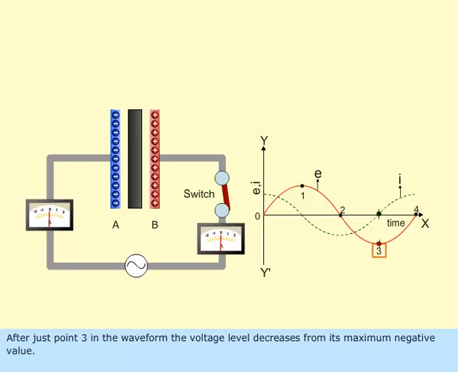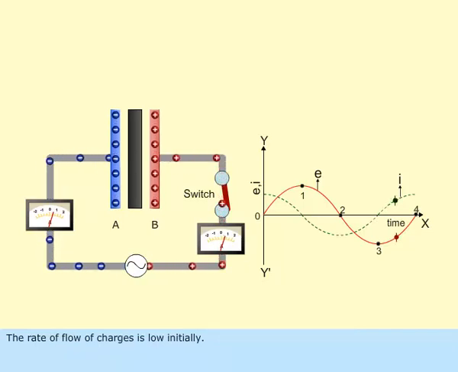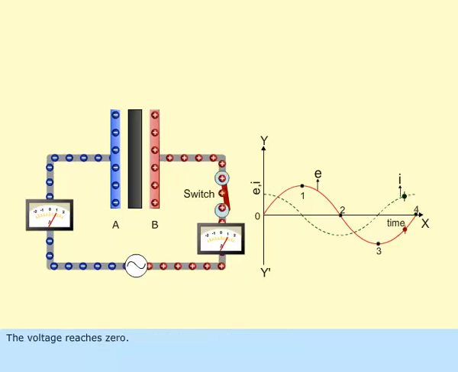After point 3 in the waveform, the voltage level decreases from its maximum negative value. The charges start flowing back to the AC source from the capacitor plates. The rate of flow of charges is low initially. The rate of flow gradually increases when it reaches point 4. The voltage reaches 0. Now, the current reaches its maximum at point 4.